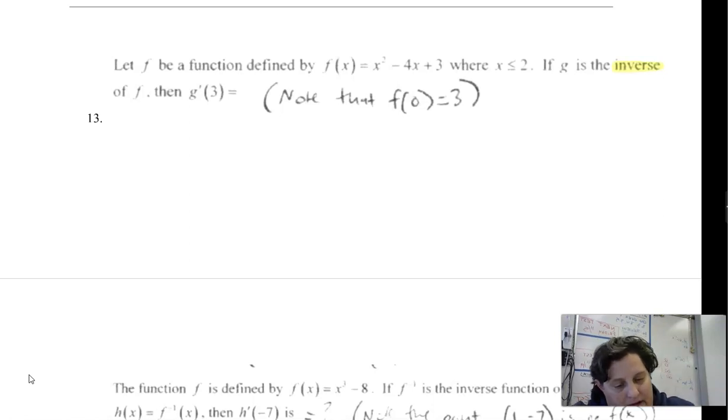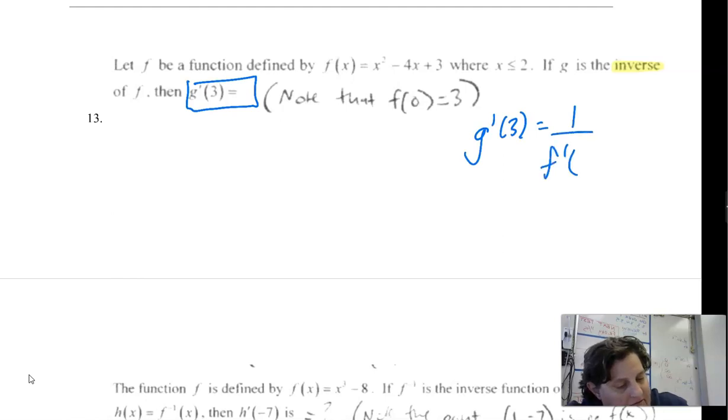Okay, we have an inverse question here. So remember how that goes, all right? I kind of always start at the end. I do these a little bit backwards, so I go, okay, if I'm trying to find g prime of 3, it's going to be 1 over f prime of something. And we got to fill in what number goes with 3.